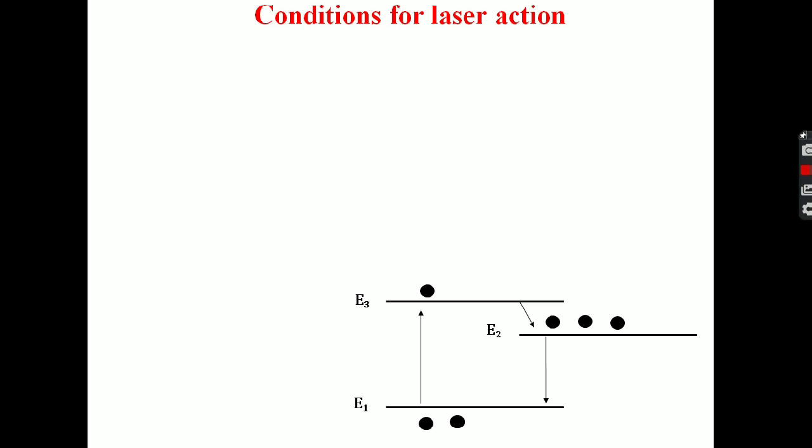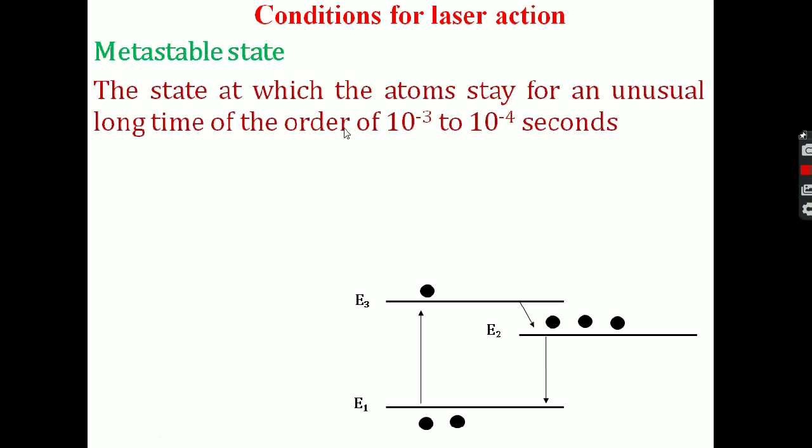One is known as the metastable state, the other one is known as the population inversion. Metastable state means it is one among the excited states which has a very long life as compared to the ordinary excited state. Its life is too long. Such an excited energy level is known as a metastable energy level.